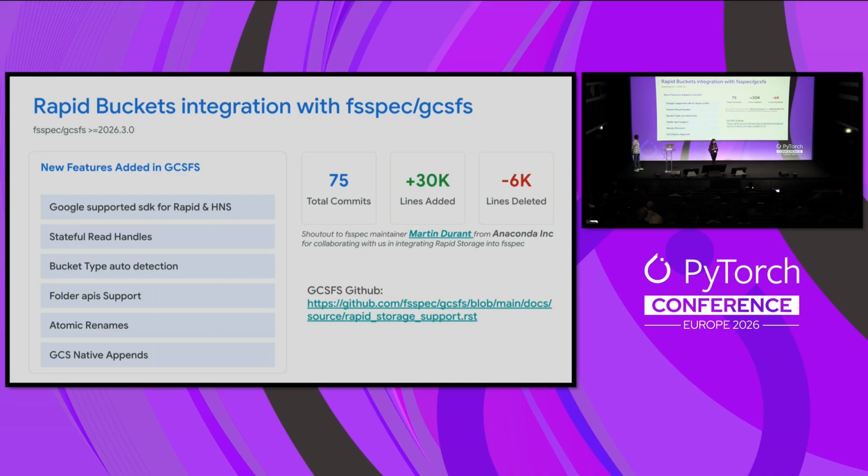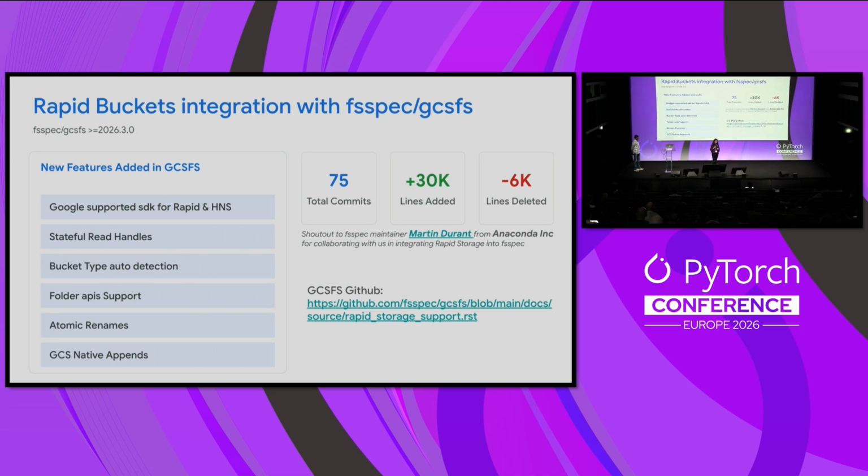We also introduced bucket type auto detection. So now what type of bucket you're using, whether it is rapid or standard, is automatically detected inside GCSFS. All the folder APIs are also now supported, especially atomic rename folders, which will help reduce the checkpointing time. The appends are now native to GCS.